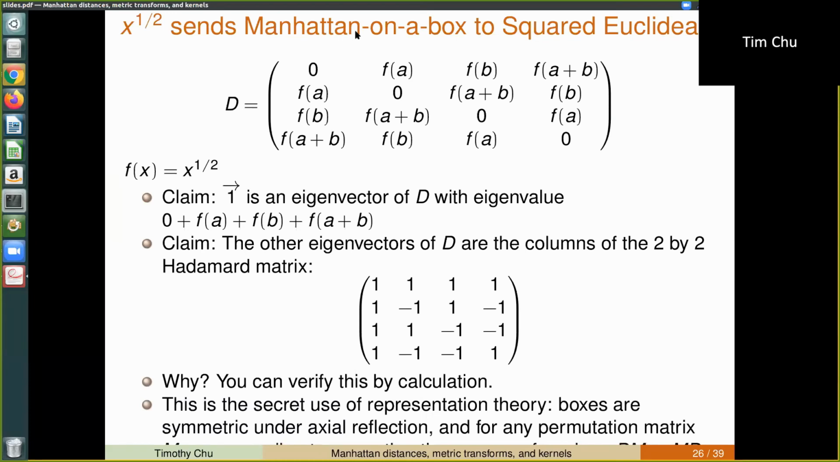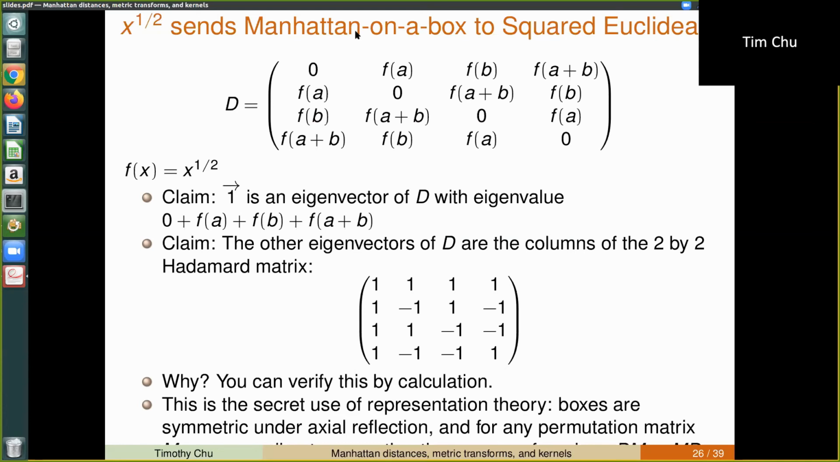But here's where I want to say there's a secret use of very simple group representation theory. Boxes, if you think of high-dimensional rectangles, are symmetric under axial reflection. And any permutation matrix corresponding to axial reflection will preserve the Manhattan distances between points. And because there's this group symmetry underlying our object, which is the high-dimensional hyperbox, there will be a group symmetry of this matrix. And because this matrix has the appropriate symmetry, no matter what the function f is, you will always have the symmetry, and you will always have a predictable set of eigenvectors. This is a secret use of representation theory.